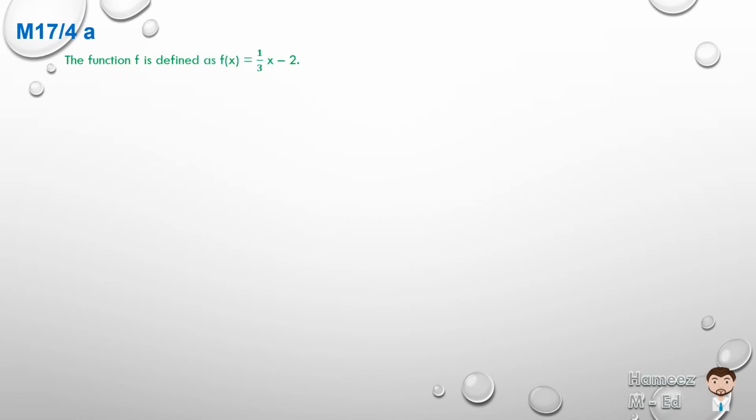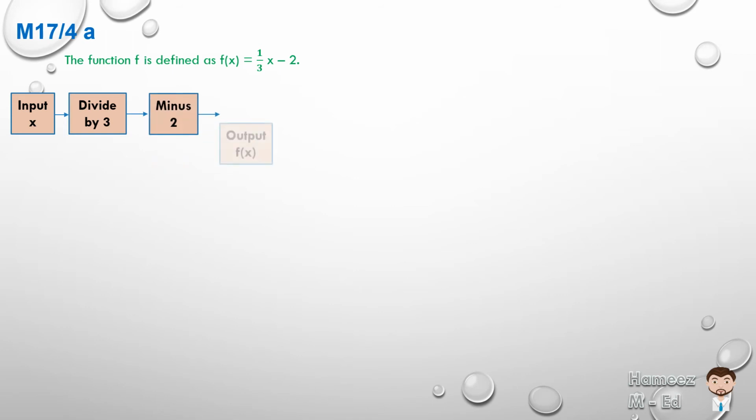May 2017, number 4a. The function f is defined as f of x is equal to 1/3 x minus 2. So let's put it as a flow diagram so students can get another perspective of how this is done. Let's say the first box is the input, and our input will always be x. And what do we do next? We divide by 3, which is the same thing as 1/3 x. So after dividing by 3, then we minus 2, and that will give us our output.